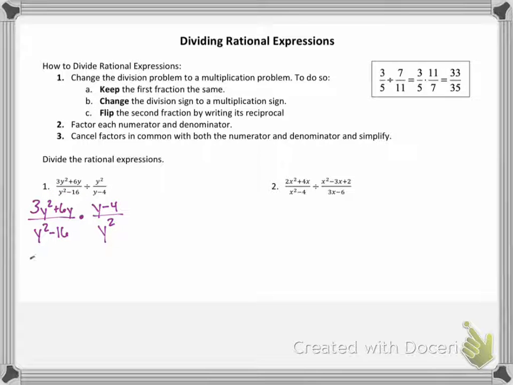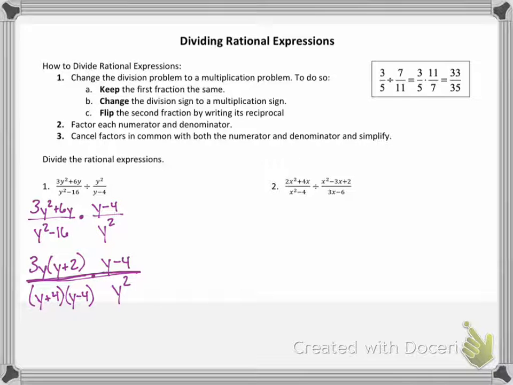Top left, I can take a 3y out, and I'm left with y plus 2. The bottom left, I can factor using difference of squares. They're both square rootable and being subtracted, so it breaks apart as y plus 4, y minus 4. Top right, nothing happens, so I leave it alone. Bottom right, a singular term, nothing happens. So now I've factored everything. Now I can connect it as one big fraction, and we'll see what cancels out.